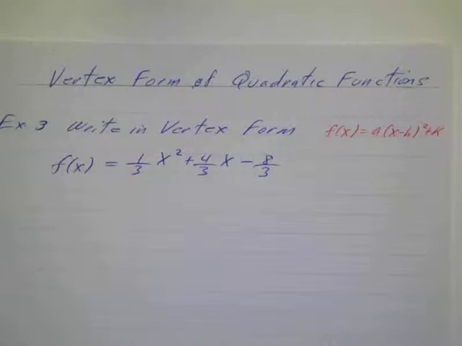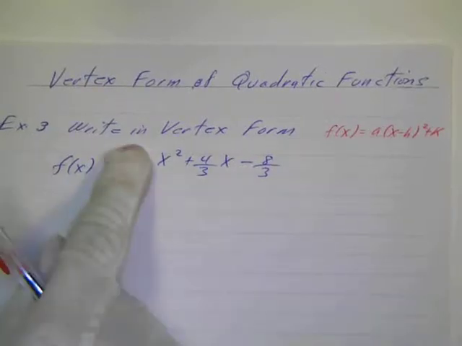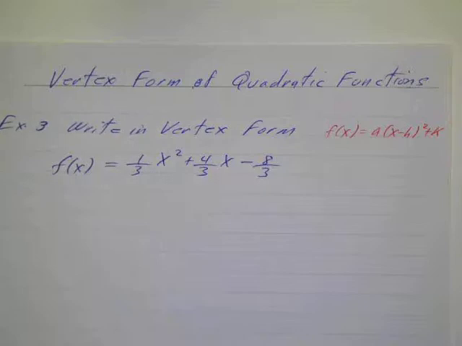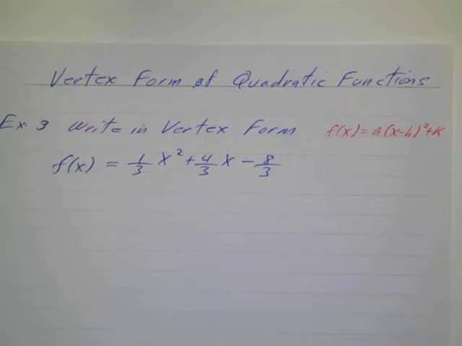Here's another example. This is a little bit more complicated. We look at this and we have f of x equals 1/3 x squared plus 4/3 x minus 8/3. We want to write this in the vertex form. And again, we want to have just a positive x squared, so we can complete the square. So we have to figure out some way to move, even though temporarily, that 1/3.